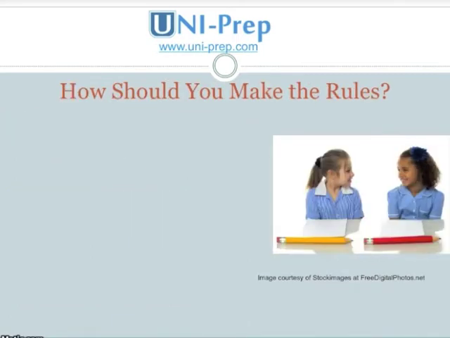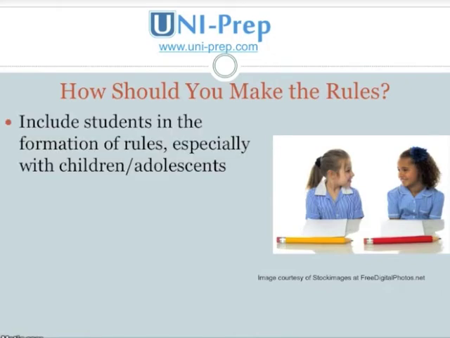One of the best practices for making your rules is to include students in the formation of those rules. Now, this is really important if you have children and adolescents, because if you include them in the formation of rules, they're going to be more likely to follow them. That does not mean that your students are going to pick whatever rules they want in that class. That is not what I'm saying. But if you can include them in creating other rules in the classroom, it'll be a really positive experience and it will help build rapport with them as well.